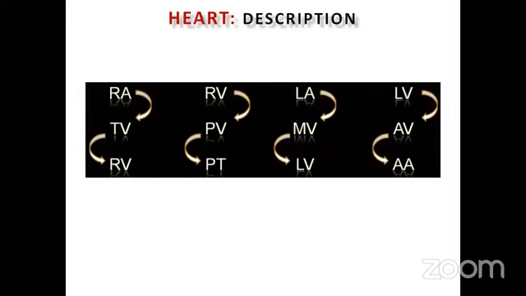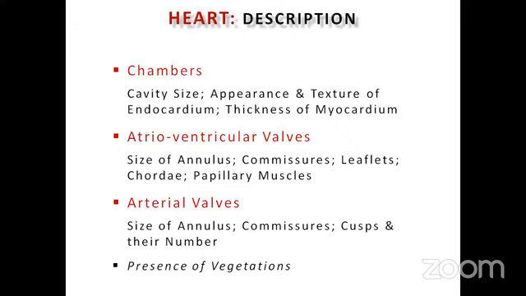As I told you earlier, the heart is usually cut as per the flow of blood, that is the Furchow's inflow-outflow method, which has withstood the test of time, and both the right and the left-sided chambers are described with reference to their inflow and outflow tracts. Further on, the chambers have to be described as cavity size, appearance, and texture of the endocardium, and we also have to measure the thickness of the myocardium.